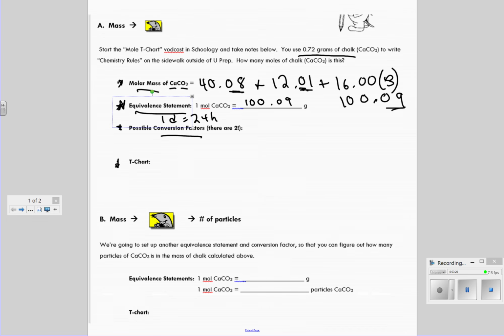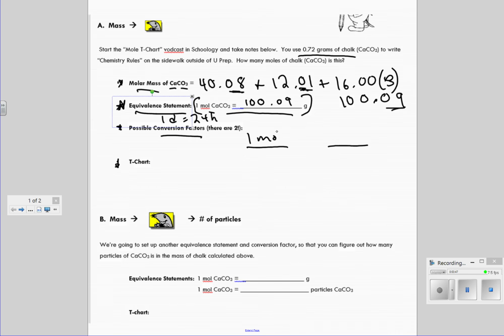Conversion factors. This is also not something that I will ask for every time, but you should be able to write them on command. So I'm going to take this statement right up here, where 1 mole equals 100.09 grams, and turn it into conversion factors. Remember, those are those little fractions. And for every equivalent statement, we get 2 possible conversion factors, the fraction and then its reciprocal.